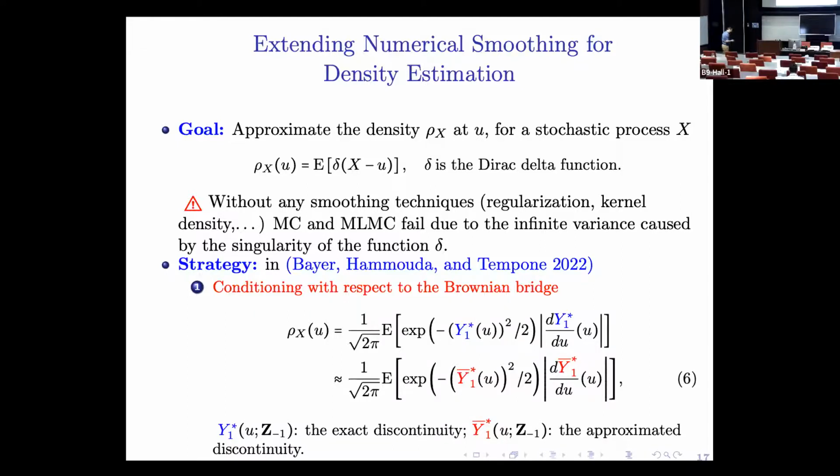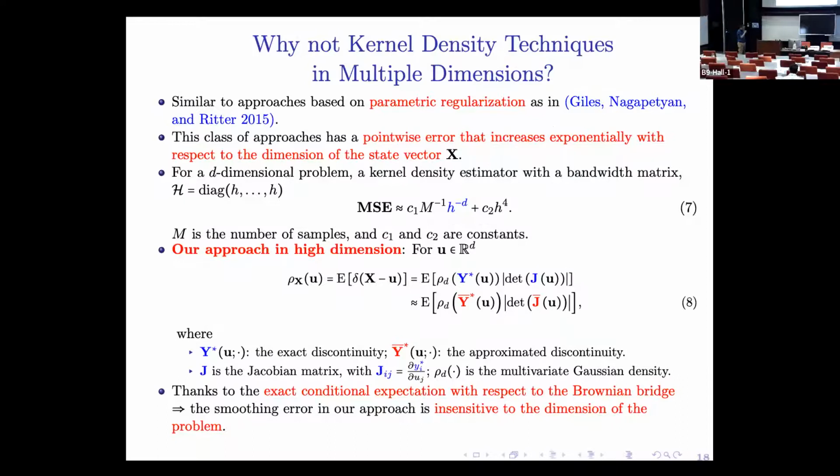Okay. Now, an interesting question: why are kernel densities bad? This was also applied in the multi-level Monte Carlo setting. This was related to the parametric regularization that was introduced by Giles and his co-author. The problem is that this can have a bias that scales exponentially with respect to the dimension. You can see this from the standard analysis of kernel density estimators.